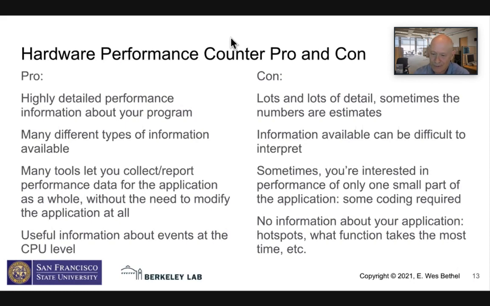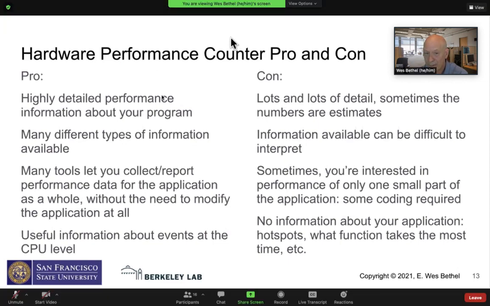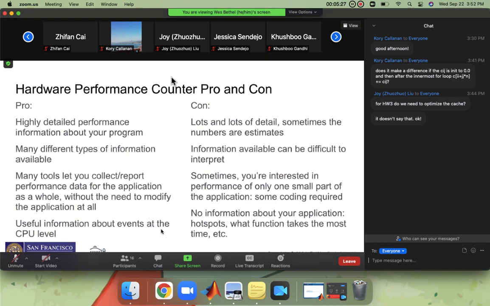So you got to watch out for that. Sometimes you're only interested in a small part of the application, so like in your coding example so far, you use that chrono timer code just around the piece of the computation that's of interest. And so a lot of these hardware performance counter tools, you run the application from the command line, and things happen, and you're collecting hardware performance counter data for the entire application, right?